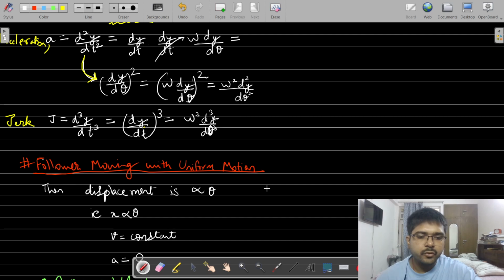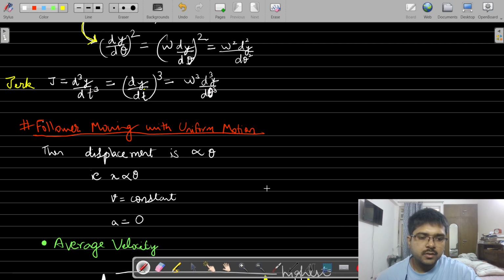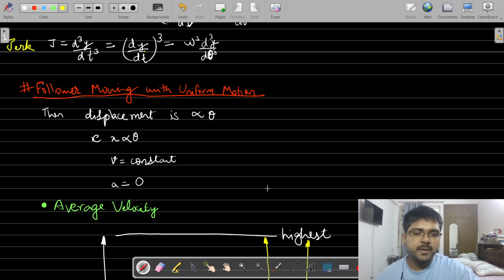Now, the follower moving with uniform motion. What is the displacement regarding the follower moving with uniform motion? Displacement is proportional to theta, x is proportional to theta, and v is equal to constant. Because we have uniform motion, the velocity should be constant, and if velocity is constant, the acceleration will be zero.